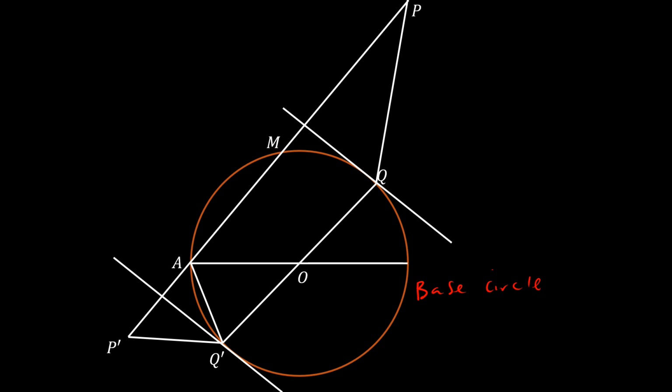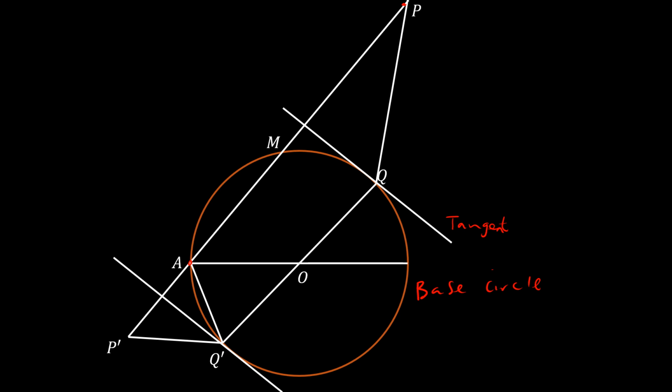And so we do have point Q. This point Q has a tangent, and we saw that this tangent will have a point A on the base circle that has a mirror image against the tangent at point P.